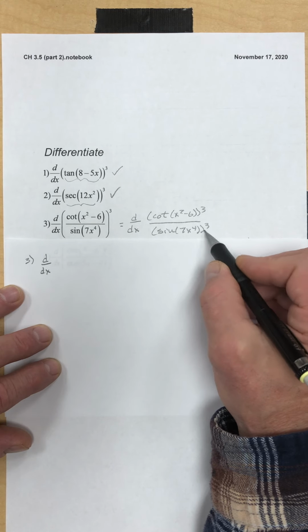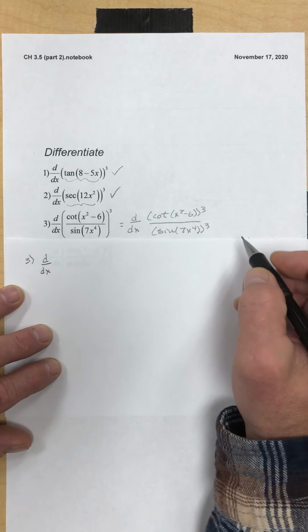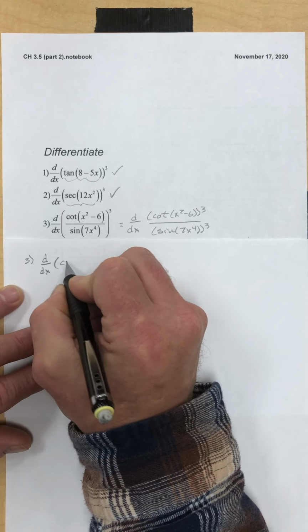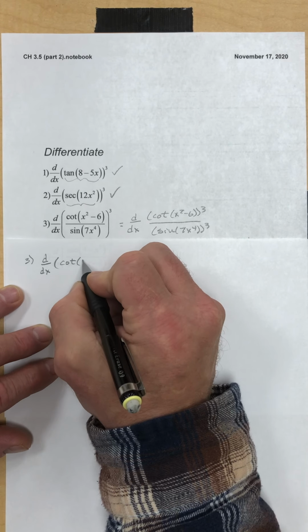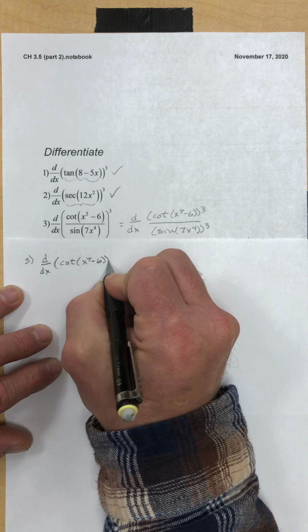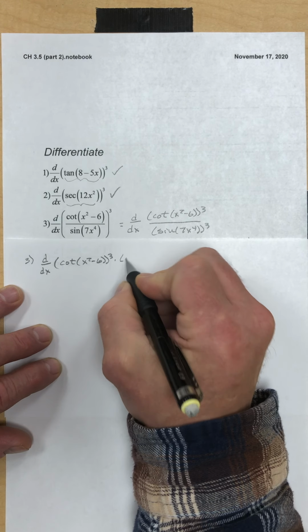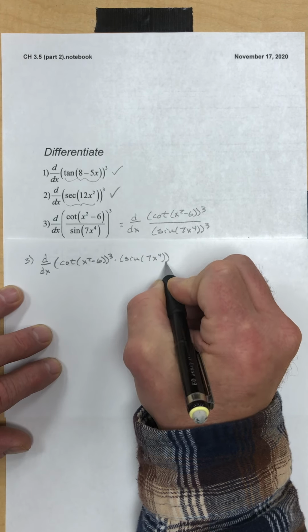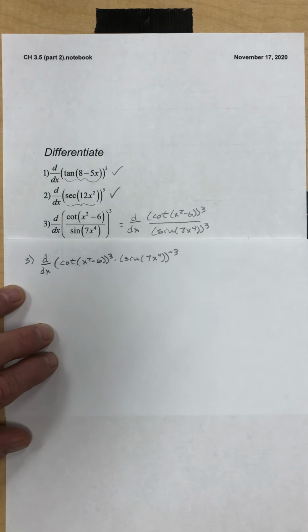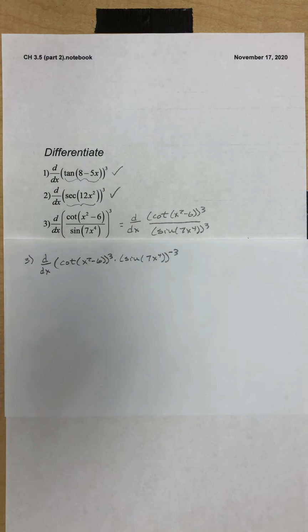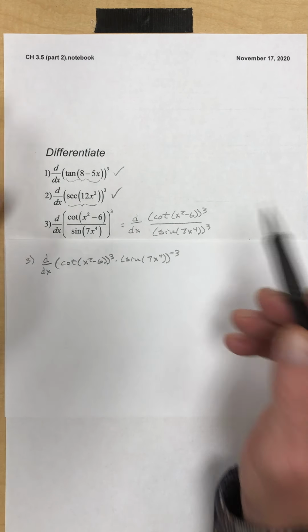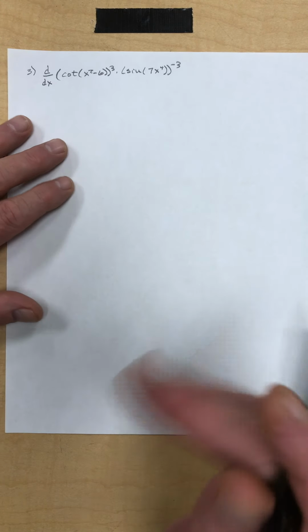I would bring this denominator up above using a negative exponent and then use the product rule. So I would be taking the derivative of cotangent of x squared minus 6 cubed times the sine of 7x to the fourth to the negative third, like that. Just personally, I think it's a little bit easier to do, but again, if you want to go ahead and use the quotient rule, by all means, go ahead. Okay, so let's see what we can come up with here.